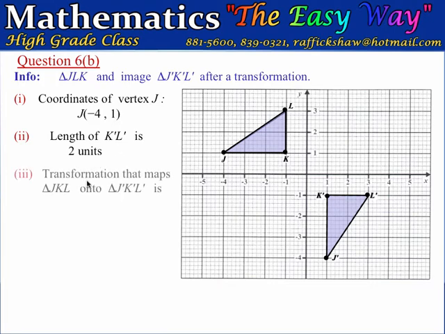Part 3 now is asking us to describe the transformation that maps triangle JKL onto triangle J prime K prime L prime. That is, we are required to identify and describe the transformation that maps this triangle onto this triangle. Now initially we might want to believe that this is a rotation, but before we can conclude that it is a rotation, we must check the orientation.